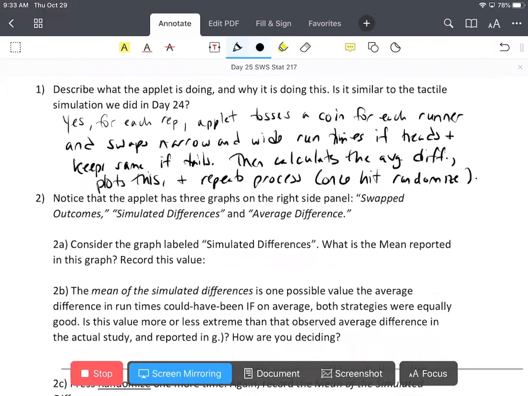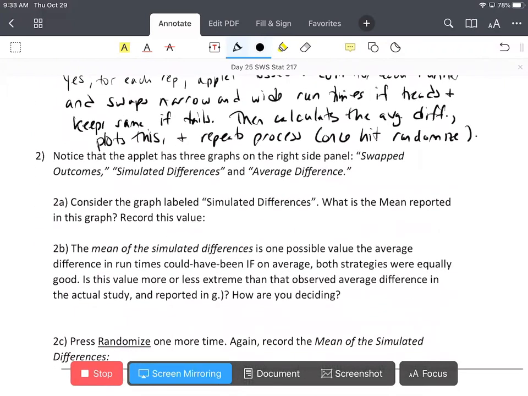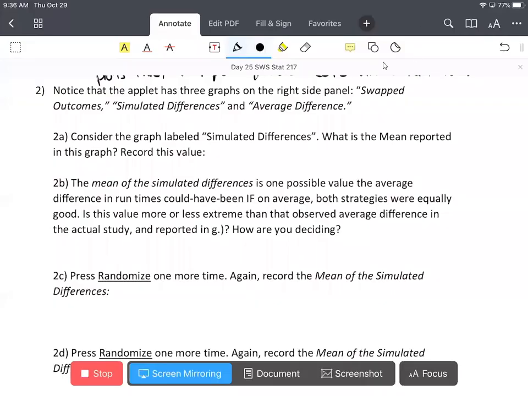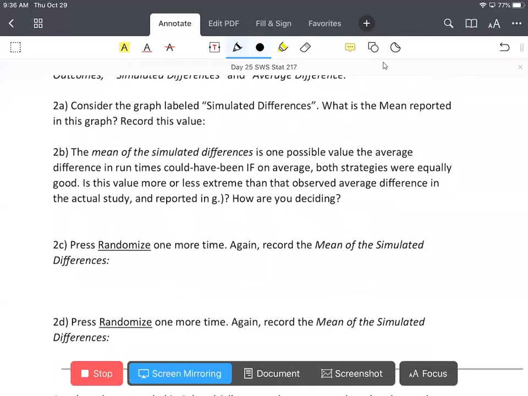Now, we noticed before that it has 3 graphs on the right side panel: swapped outcomes, simulated difference, and average differences. So let's go back and take a look at those really quickly, and then we will record some information here. Actually, before I move on, I'm just going to talk through this. I did not record the values. I apologize.